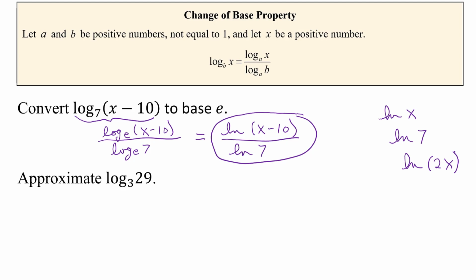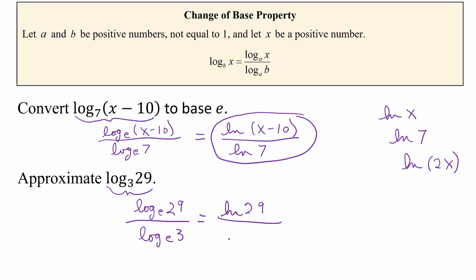Now let's approximate log to the base 3 of 29. We can rewrite log to the base 3 of 29 as log to the base e of 29 over log to the base e of 3, which is the natural log of 29 over the natural log of 3. Then the reason I want to do this is your calculator has a button on there, LN. You can use that button on your calculator to plug this into your calculator.